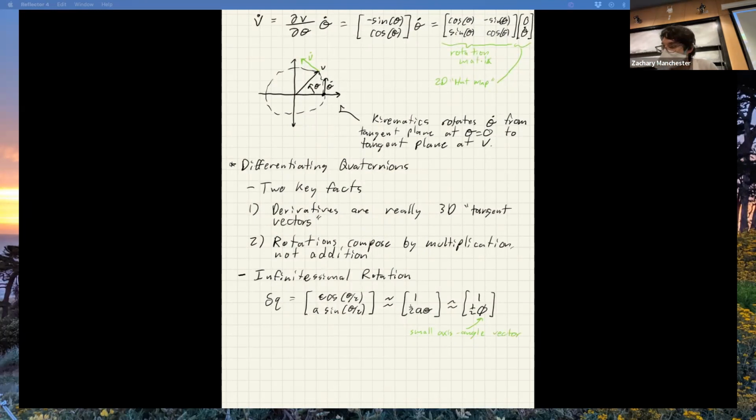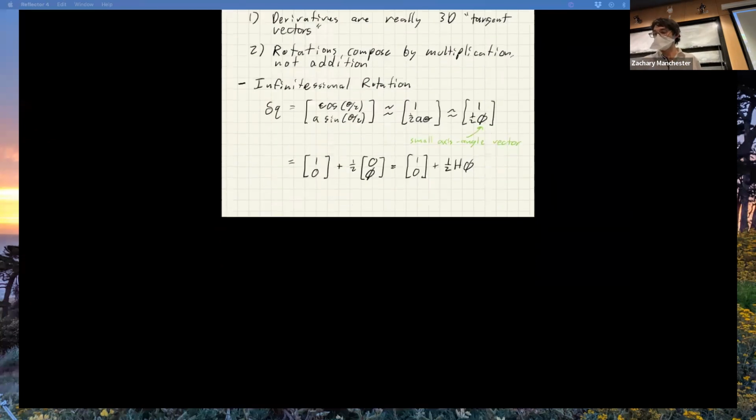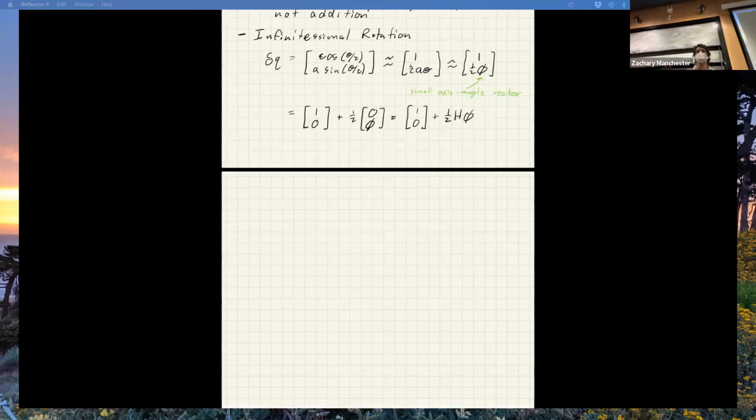And then I can write this thing down. If I expand that out, this is also equal to an identity quaternion, where it's 1, 0 on the bottom, plus this thing, which is equal to the identity quaternion plus our promotion matrix, the hat thing, times phi. So that's what's going on when I linearize a rotation.